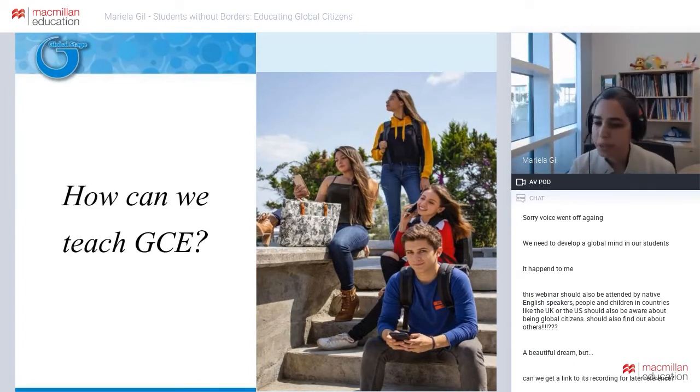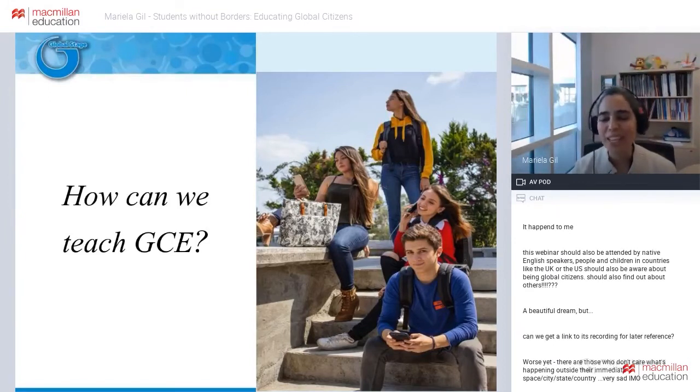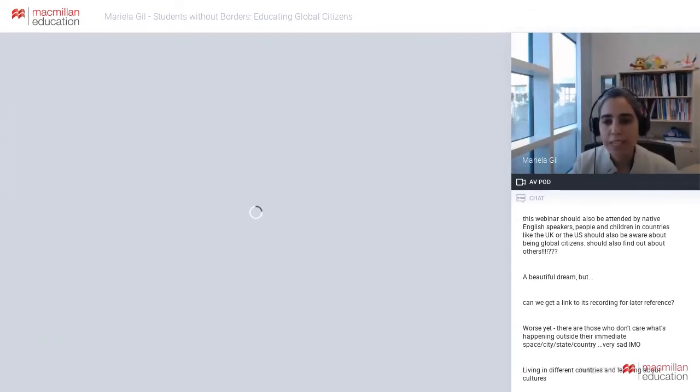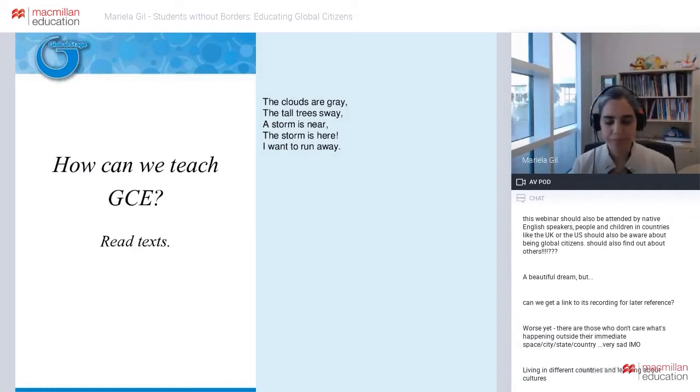So absolutely, everybody would benefit from thinking about global citizenship. There is definitely not a place of privilege where one culture could tell the others. All of us would benefit from thinking about these things. So how can we teach it? Let's start with some examples.